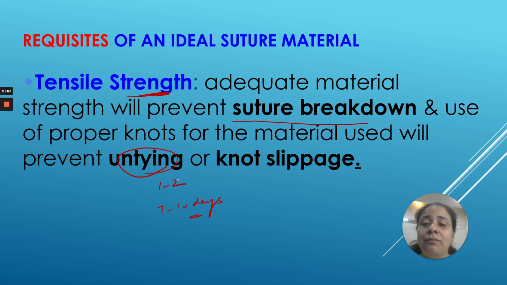So I want a suture material where there will be no untying of the knots, plus there will be no knot slippage. Suppose I am giving 1 knot, 2 knots here. If I am placing one knot and then another knot, there should not be any slipping of the knots. So it should be a surgeon friendly suture, and its tensile strength should be good, so that whenever I stretch it or pass it through the tissues, it should not break down, and there should be no untying of the suture material.